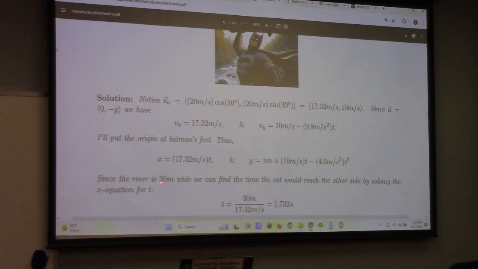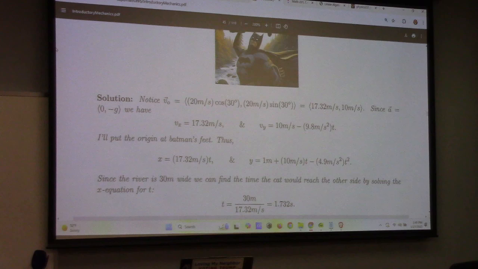And then since the river is 30 meters wide, we can find the time it would take the cat to reach the other side by simply looking at the x equation, putting this equal to 30, right? I put 30 is equal to 17.32 times t, and I solve for t, I get 1.732 seconds. Then the question is, what's the vertical height of the cat after that time, right?